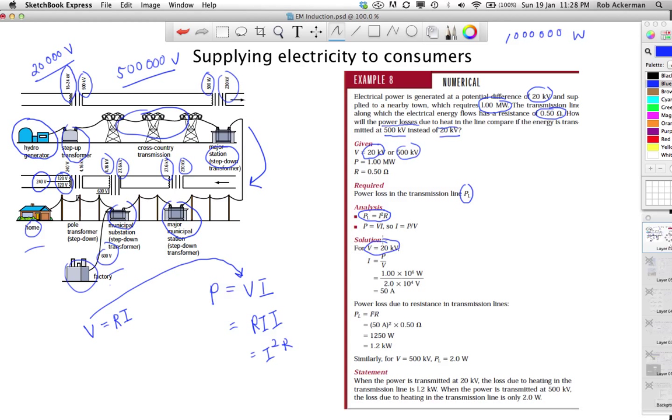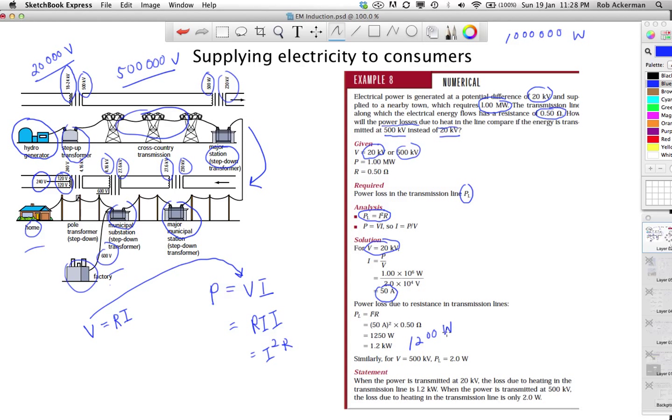For 20,000 volts, what they calculate is the current that will be running through the wire if the town using 1 million watts gets their power at 20,000 volts. And you see that the current will be 50 amps. Okay? Now, how much power is lost when a current of 50 amps flows through a wire whose resistance is 0.5 ohm? They run through the calculation and you get 1.2 kilowatts, which doesn't sound like much. 1,200 watts of power is lost.